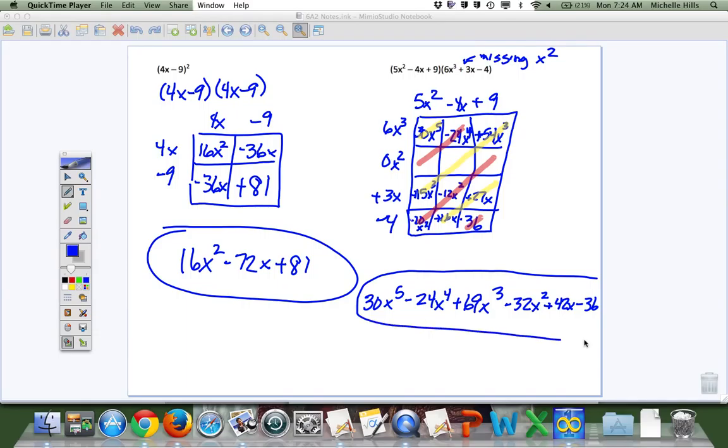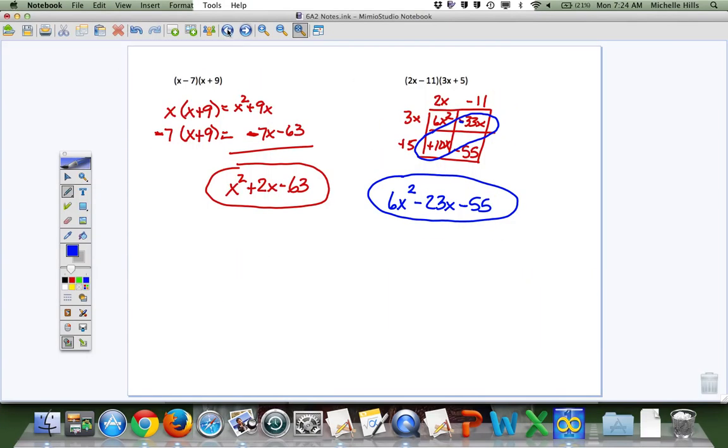That is standard form, x to the 5th before x to the 4th, etc., with the constant at the end. Again, if you prefer not to use the lattice, you may show this method. Do not think that this is sufficient work. It is not. One of the 2 methods that I wrote out in the notes is what you need to show.